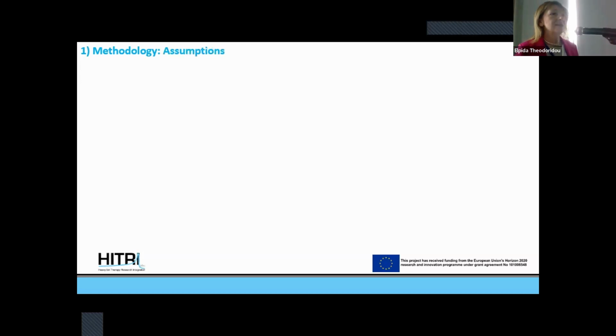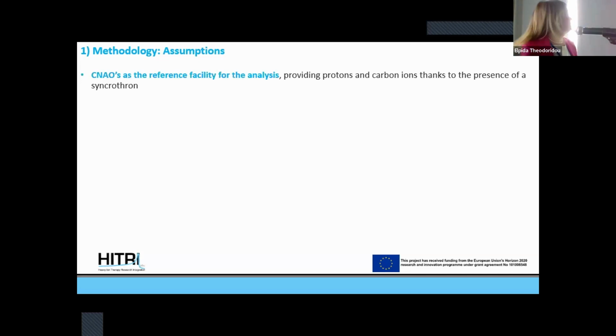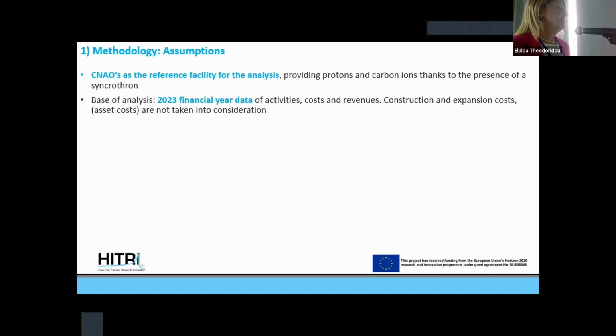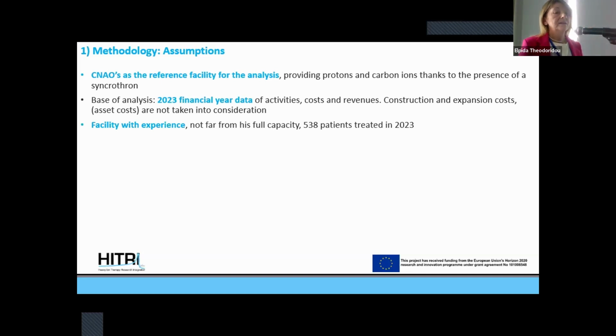So we obviously had to make some assumptions in our analysis. The first one is that we perform the analysis in CNAO. And the fact of performing the analysis in a facility where there is a synchrotron providing both protons and carbon ions affected the results. And the base of the analysis were the financial data, the 2023 financial year data in terms of cost, revenues, and activities performed.